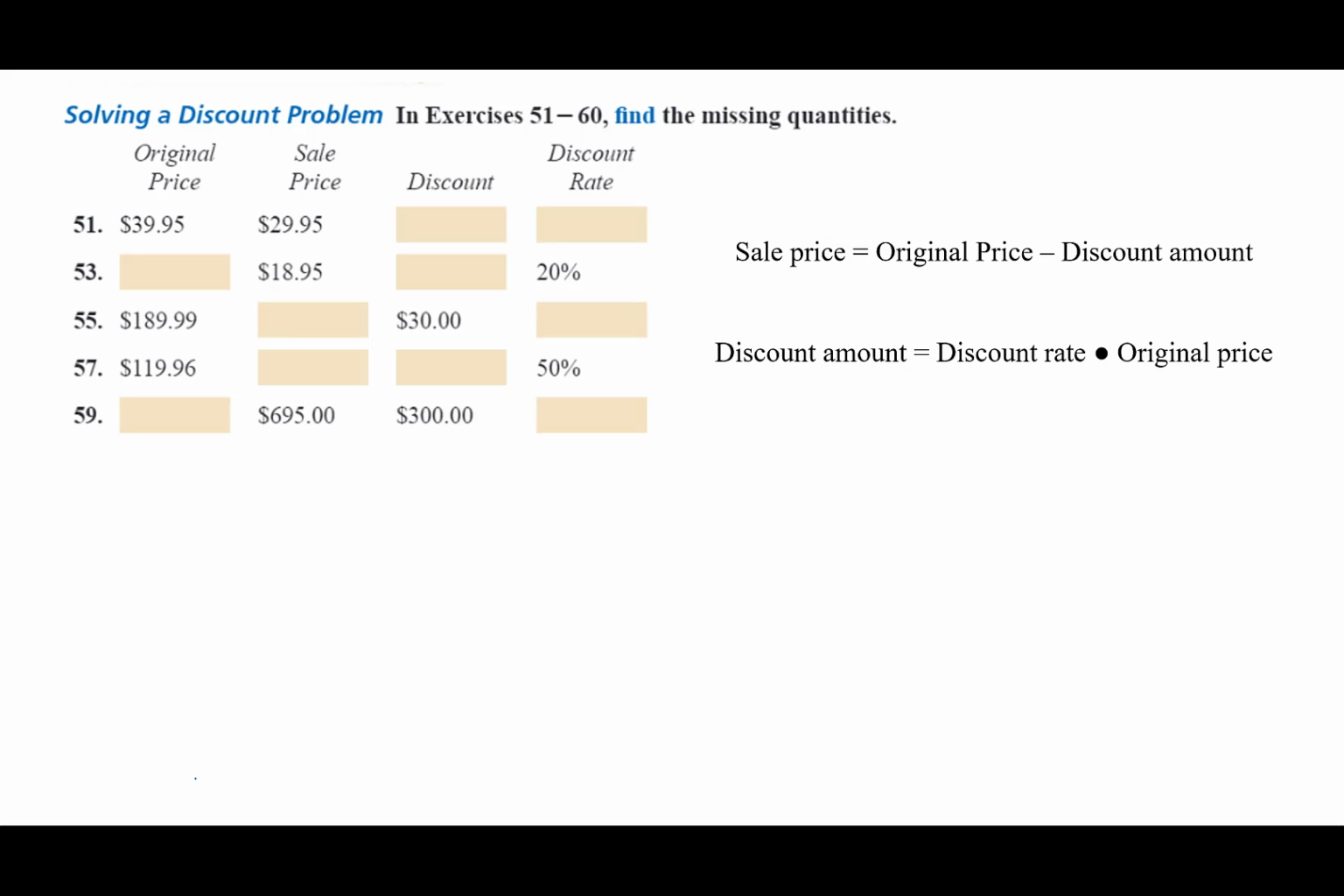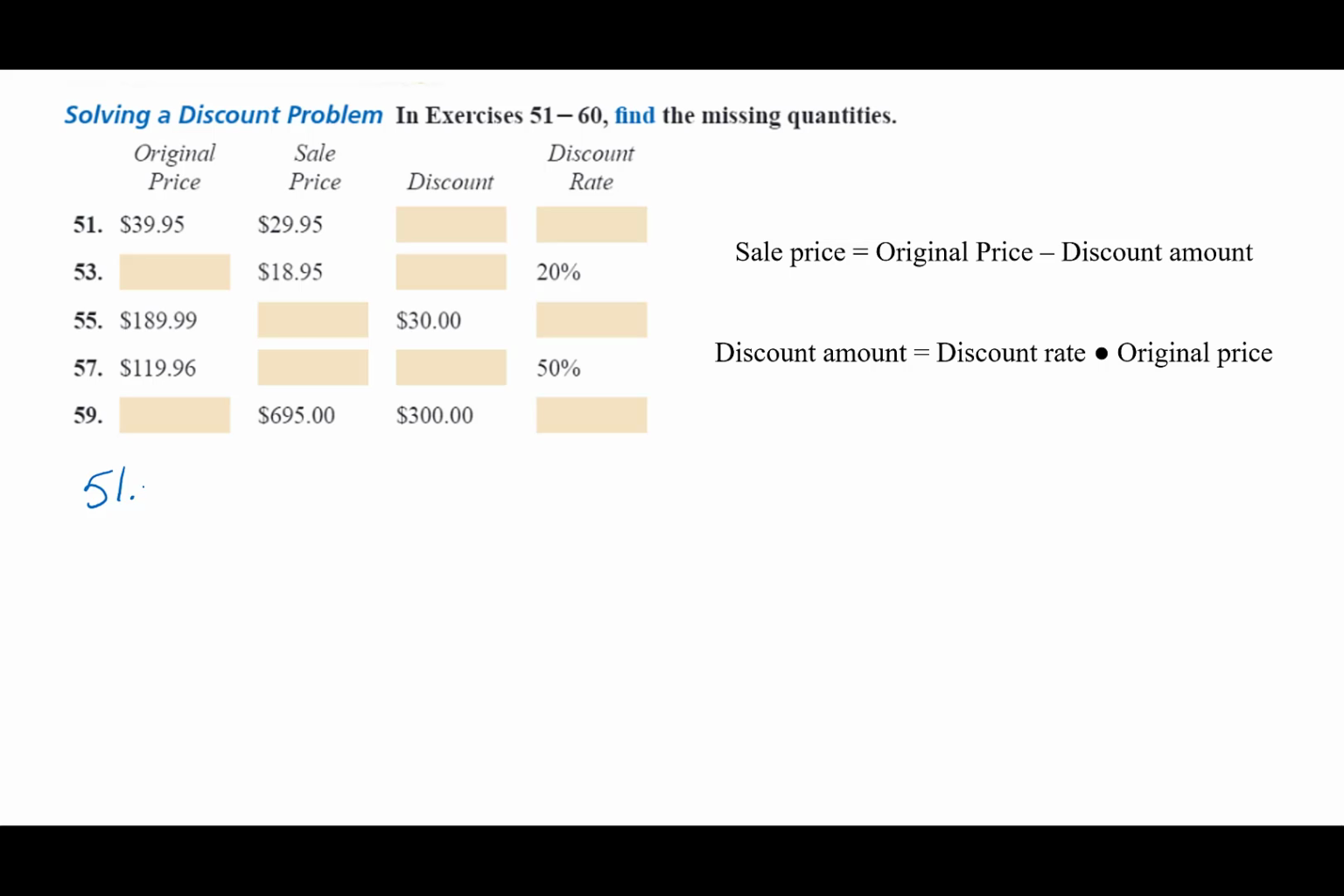There are 2 formulas. You have the sale price equals the original price minus discount amount, and then the discount amount is the discount rate times the original price. So we're going to use those 2 formulas and variations of those 2 formulas to fill in the missing quantities. Take a look at 51. We are given an original price of $39.95 and a sale price of $29.95.